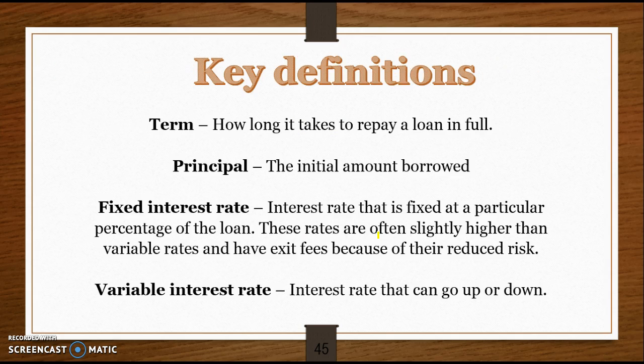In terms of some other key definitions, the term is basically just another word for saying how long it takes you to repay your loan in full. The principal is the amount that you borrow at the start. And then you've got two types of interest rate, a fixed interest rate and a variable interest rate.